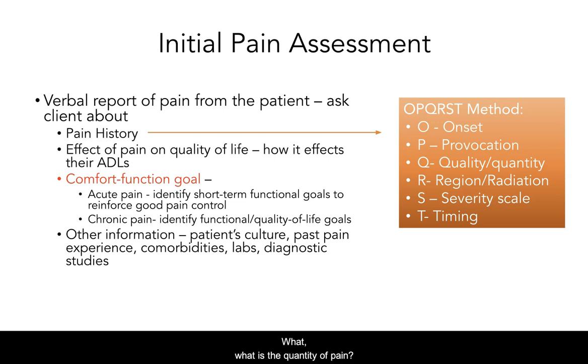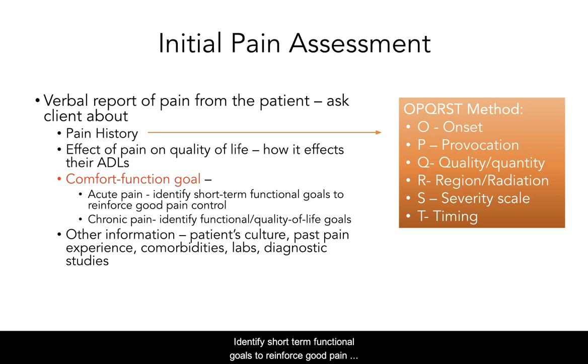What is the quantity of pain? Like how long, how intense is it? Then you want to know, where is it? Does it radiate to other parts of your body? What's the severity out of, for example, 0 to 10? How severe is that pain? And timing, how long does it last, when does it come? Those are extremely important ways of assessing pain for a patient, right? And ask them about how it affects their quality of life, how it affects their activities of daily living, their functioning. And find out, what is their comfort function goal, right?